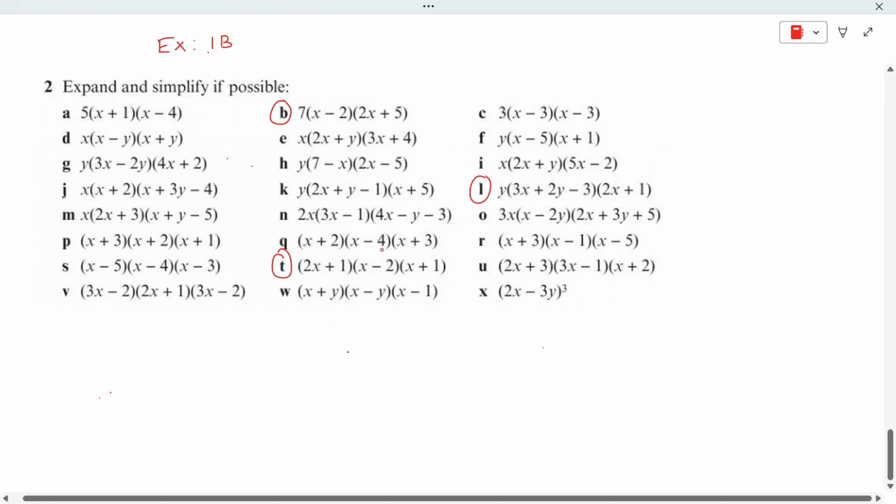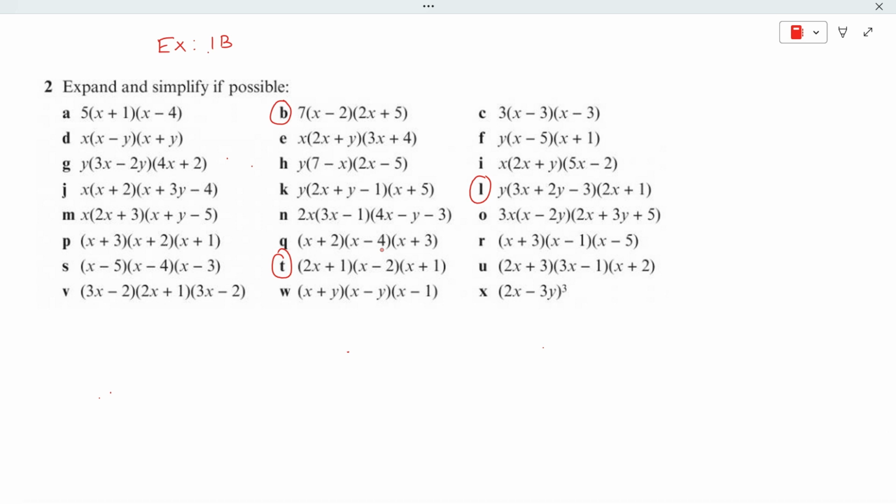That's it. Next, we are going to solve some problems from question 2 of exercise 1b. Again, it is expanding and simplification of algebraic expressions. So what is the difference of this sum from the previous sums? Here we can see there is a product of three expressions, right?